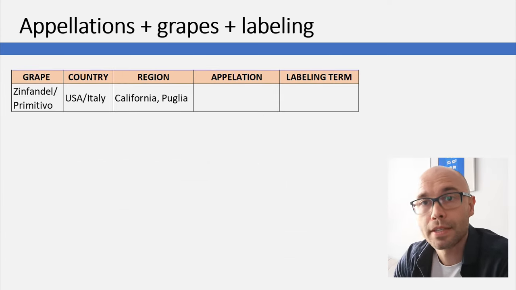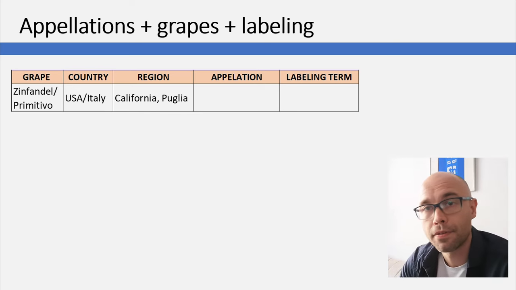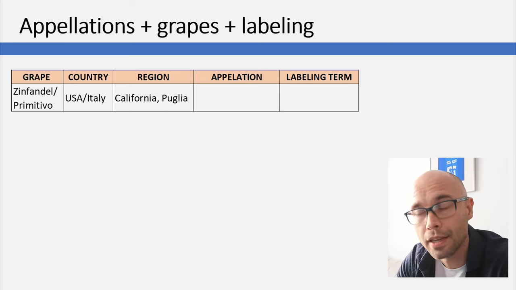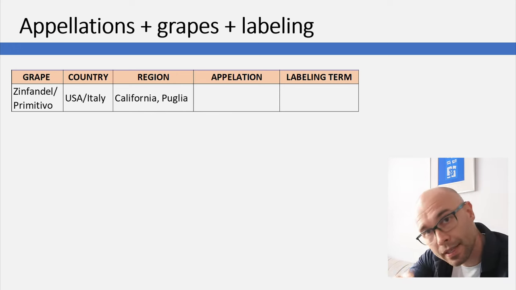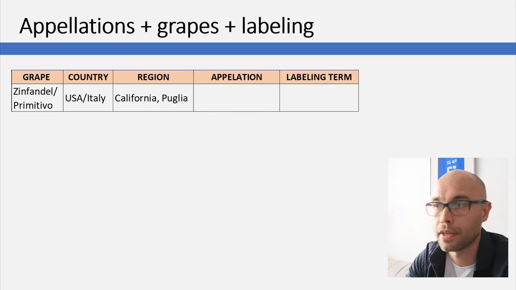Zinfandel and Primitivo are the same grape variety, just with different names in different countries. It's called Zinfandel in the USA, and Primitivo in Italy, specifically in the region of Puglia. Puglia is the southern part, the heel of Italy.